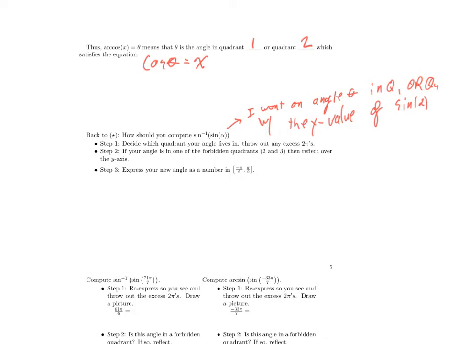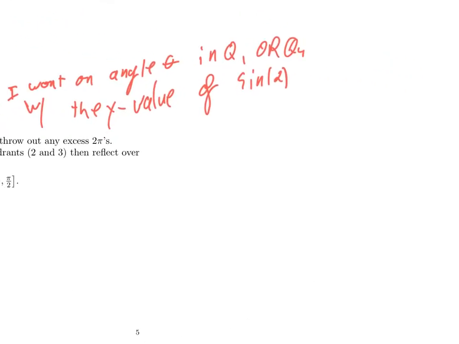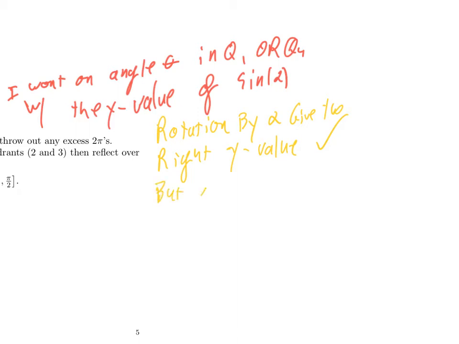So here's a general algorithm to do that. I see one initial candidate. Certainly, rotation by alpha gives the right y value. That's good. But that angle alpha might not be in the right quadrant. It might be too big. It might be off by some 2 pi's. So we need to fix alpha, because alpha may not be in negative pi over 2 to pi over 2.